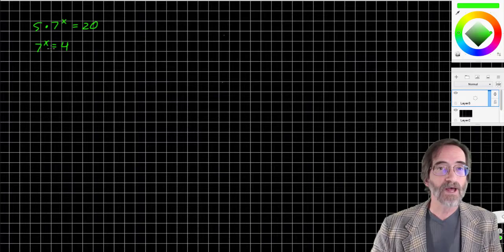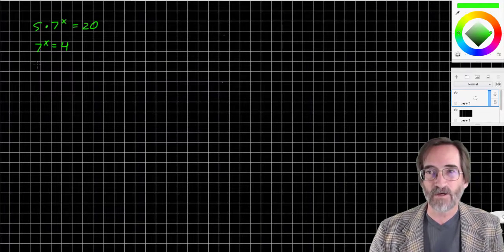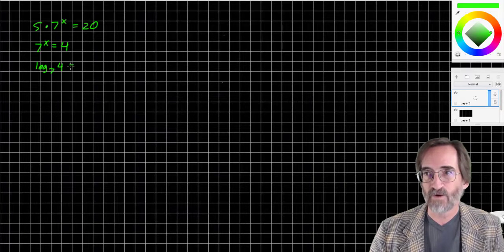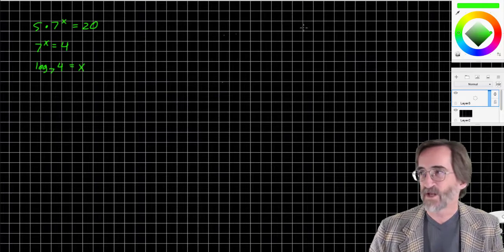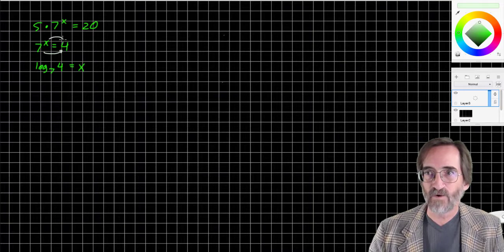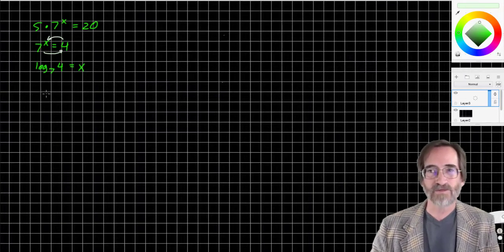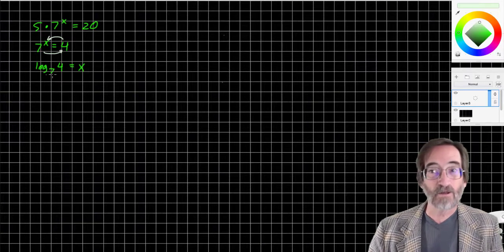And now we have a pure exponential equation, and we can convert that to a logarithmic equation. Remember, log base 7. The answer to a log is an exponent here, so the exponent is x, so the argument is 4. Log base 7 of 4 equals x. You can kind of create a circular pattern here to rewrite this as an exponential, or as a logarithmic. Okay, and now we know what x is. x is the log base 7 of 4.